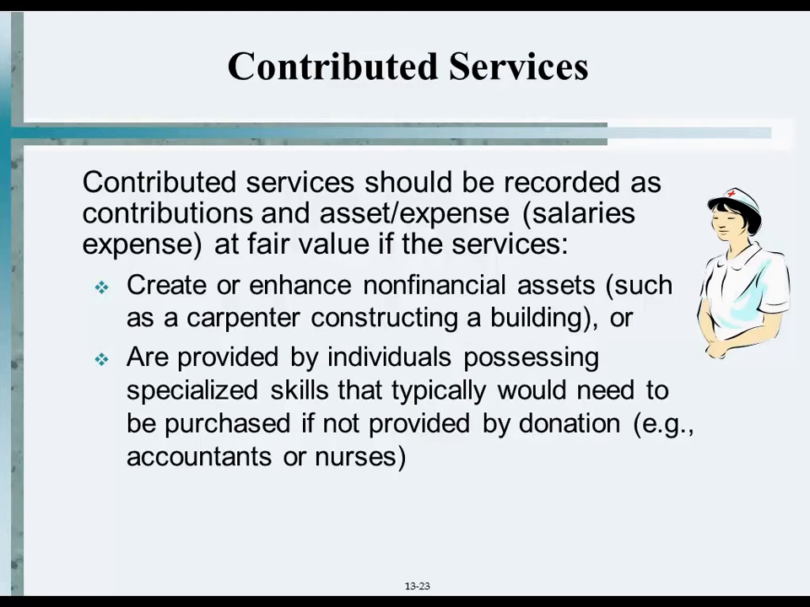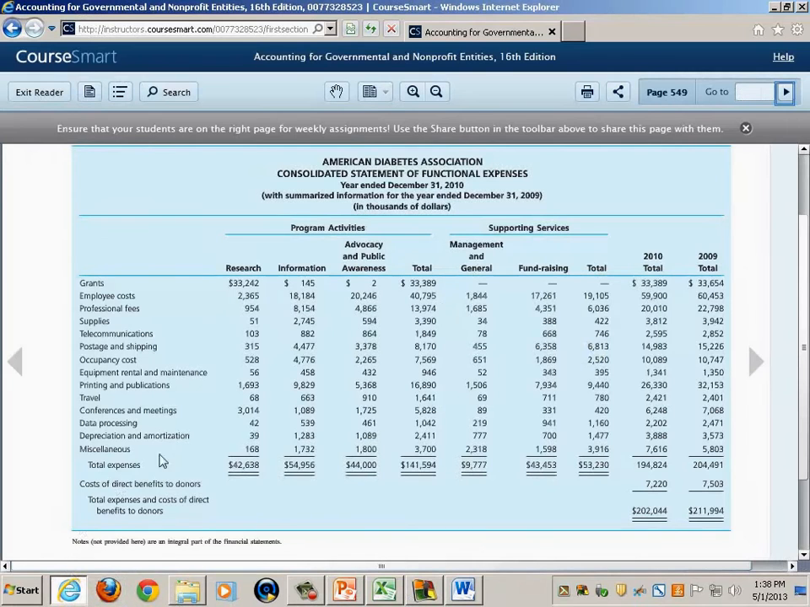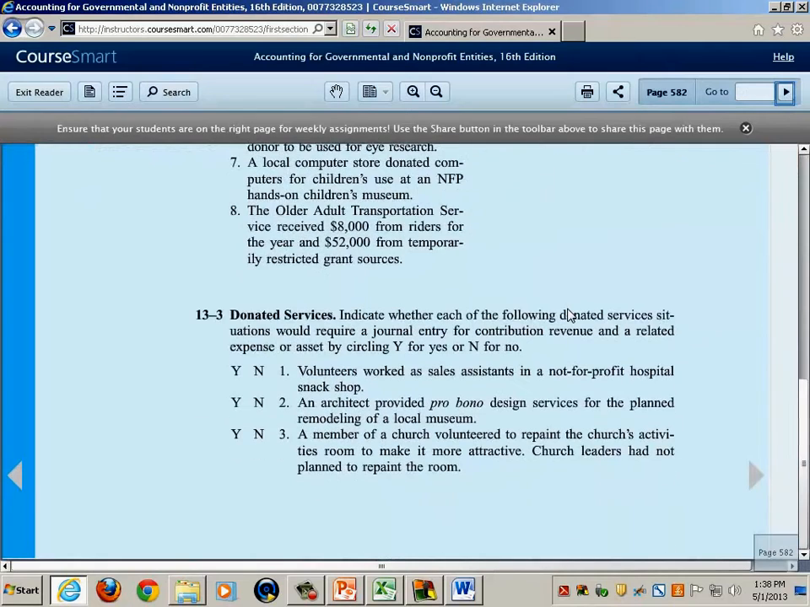And that's what this is. Create or enhance a non-financial asset such as constructing a building, or possessing specialized skills such as a nurse, would need to be purchased if not provided by donation, accountants and others. And we'll take a look at this. Let's take a look at this, see if you understand this. This is a question from the book. See if you can figure this out.